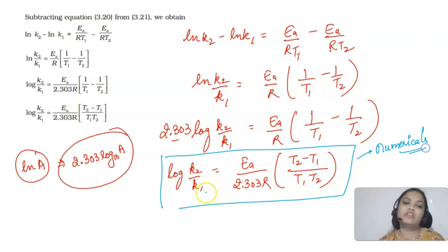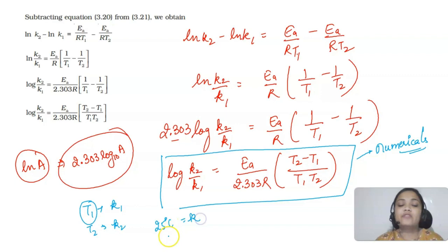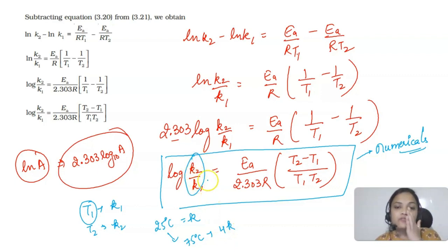What they will do is give you, at T1 the rate constant is K1, and at T2 the rate constant is K2. Or the kind of questions you get: when the temperature was, let's say, 25 degrees Celsius, the rate constant was something, and if the temperature increased to, let's say, 75 degrees Celsius, the rate constant becomes 4 times. So here you will be just putting 4K upon K, and here you will be putting the values.